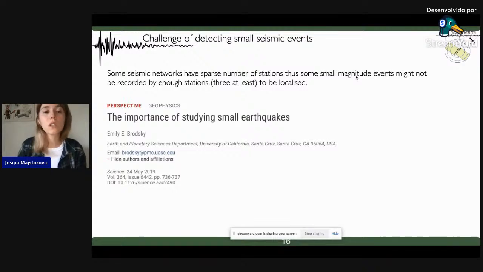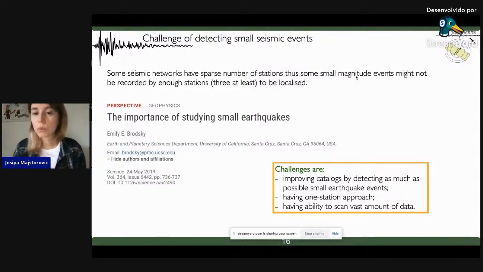They can tell us the reason why earthquakes happen, and they might even constitute precursory phases before large earthquakes. This is something currently under study, and many people are going in this direction. So the challenges are how to improve catalogs by detecting as many of these small earthquakes as possible, having an approach that can use only 1 station to detect them, and at the same time having a model or algorithm that is able to scan this vast amount of data.